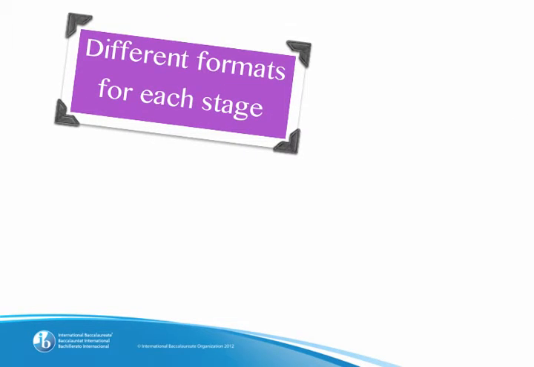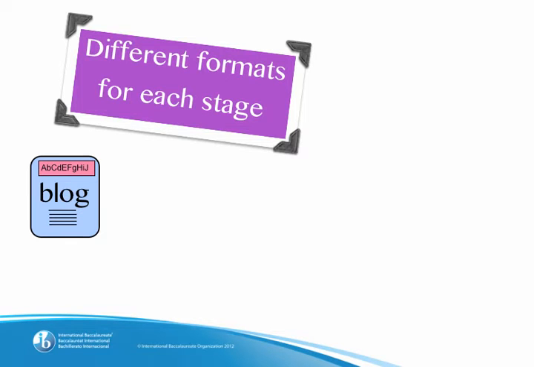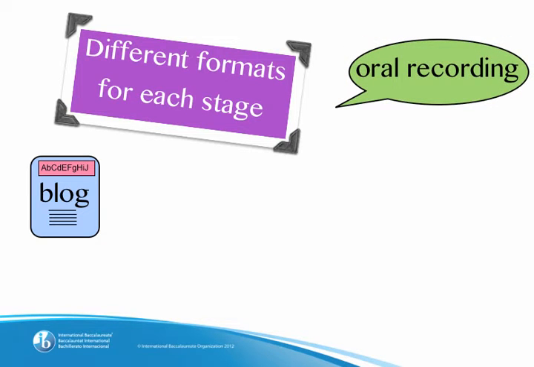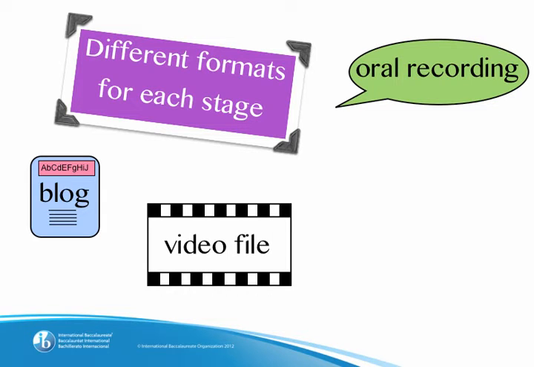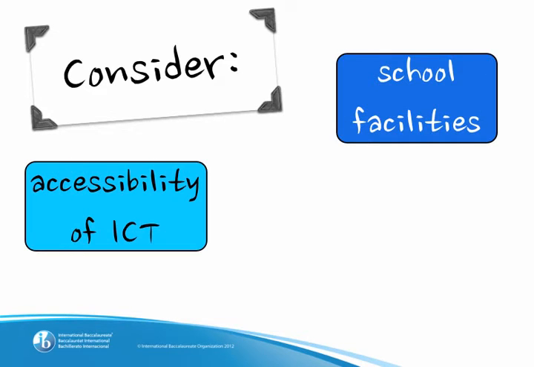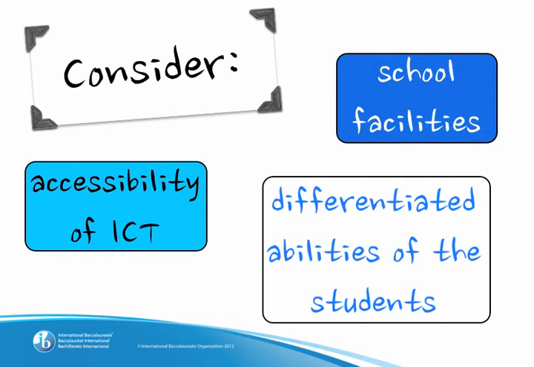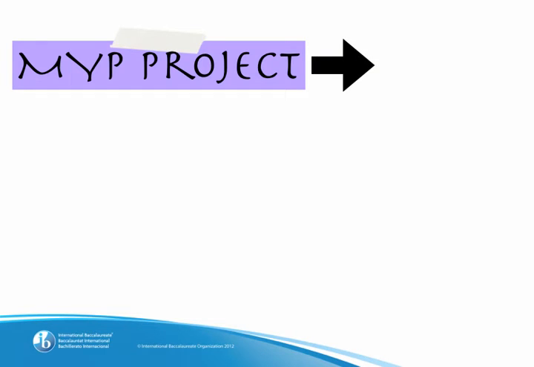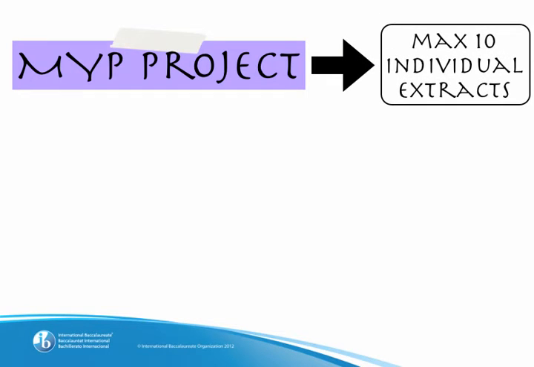For example, the student might change formats for each stage of the project, preferring to record their investigation on a blog, their planning through oral recordings, their action taken on video file, and their reflection through a written record. In these choices, we should consider the school facilities, the accessibility of information and communication technologies, and the differentiated abilities of the students.